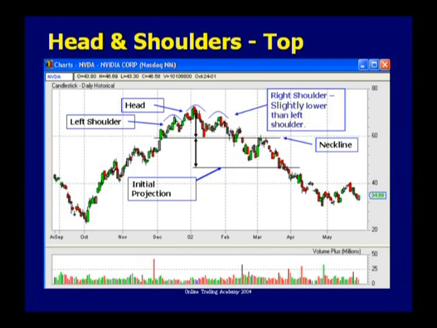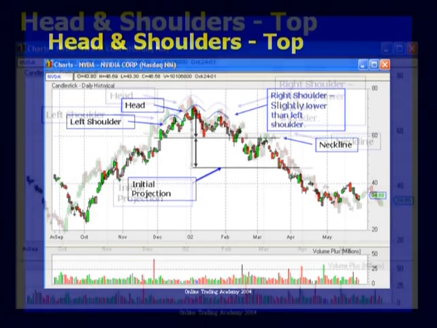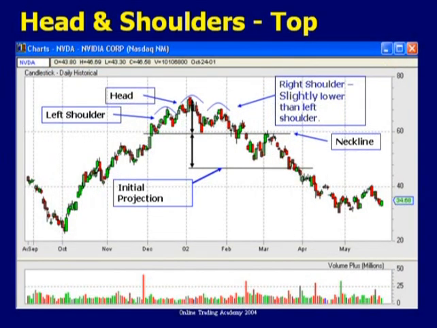The buyers say, we've got to try to take this up higher. They try one more time. They get exhausted and fail. As they break the neckline, they start to sell off, and now the uptrend has been reversed. Now, there's a couple of features about the head and shoulders you should note. First off, generally the right shoulder will be slightly lower than the left shoulder.